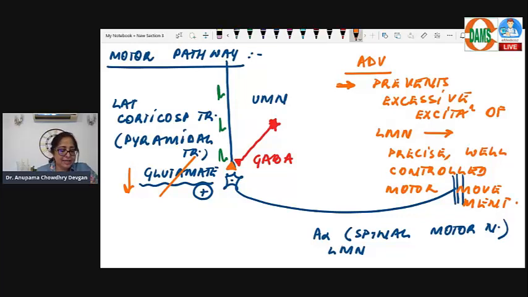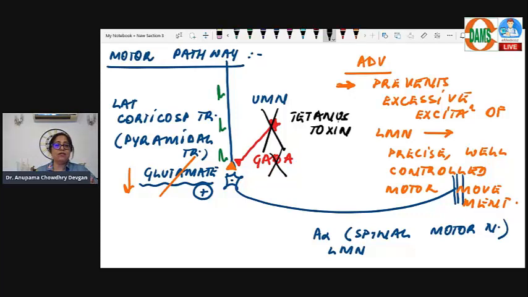Okay, now let's see this here. Now what happens in the case of tetanus? Tetanus toxin inhibits the release of GABA, right? It inhibits the presynaptic inhibition. Yes, tetanus toxin will act on the spinal cord. It inhibits the release of GABA. So if it inhibits the release of GABA, that means it inhibits the presynaptic inhibition.